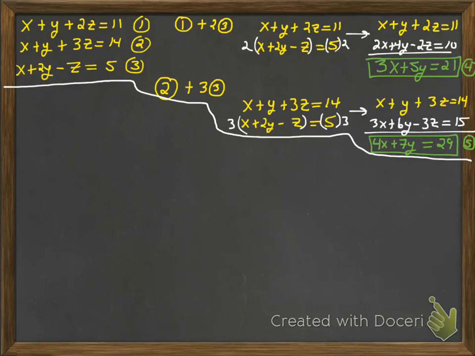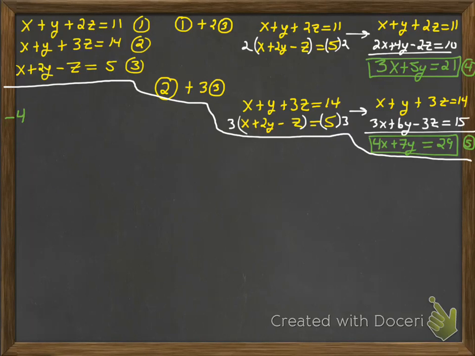LCM of 5 and 7 is 35, so that's going to require a sort of larger number. LCM of 3 and 4 is 12, so that's a little bit smaller. So we're going to eliminate the x. One of the x's has to be negative, one has to be positive. I'm going to go ahead and make the x in equation 4 negative. So in order to make this 3 here a negative 12, I have to multiply by negative 4.